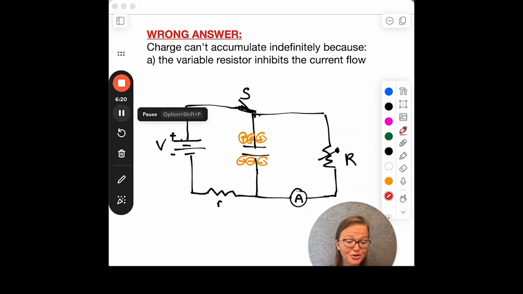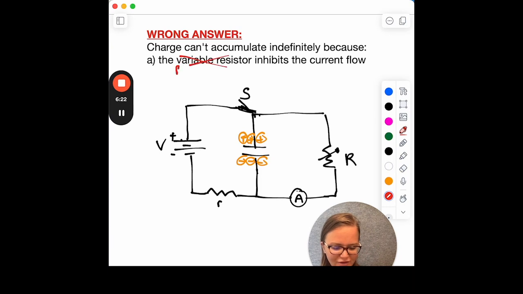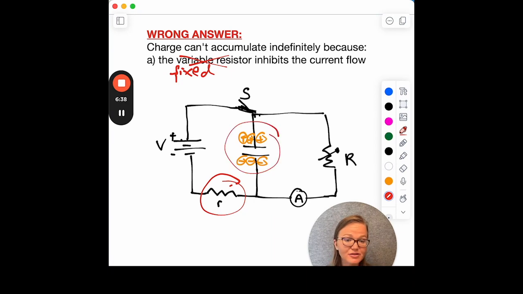Now, the answer choice could have been worded differently here. It could have said the fixed resistor inhibits the current flow. That answer would still be wrong. Why? Well, then we'd be talking about this resistor. And it is true, our current is going to have to flow through this resistor when our capacitor is charging, because this fixed resistor is in series with our capacitor here.